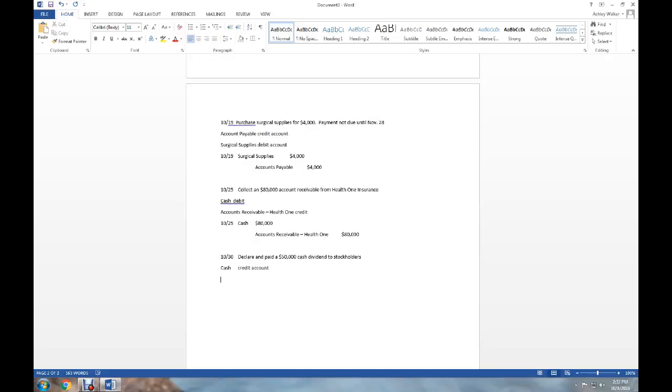So because we declared a dividend, we now have a dividends account. Now we talked a little bit about dividends before in that they act like an expense, but they aren't an expense. However, if we fit that into Alice, we know that to increase the dividends account is a debit entry. So that has to be our debit account.